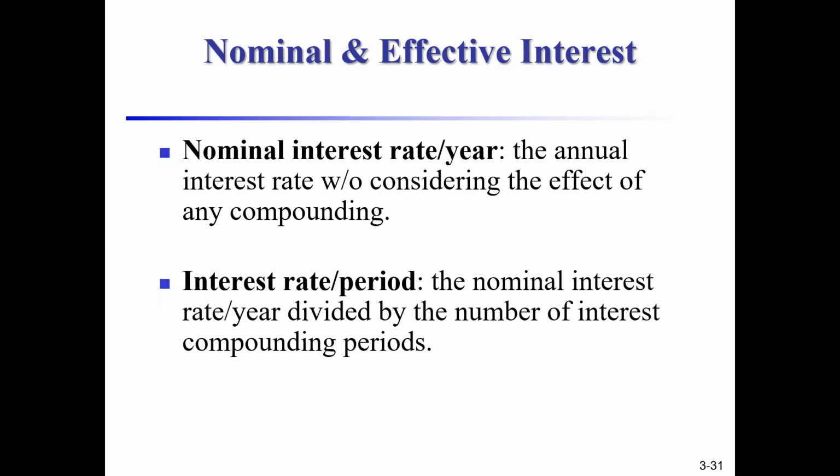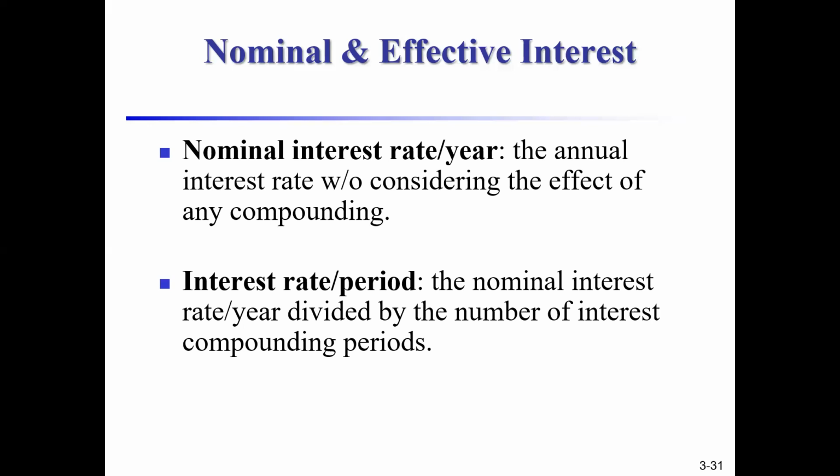This gets important. The annual interest rate without considering the effect of any compounding. So it might say, oh, it's 12% a year. Cool. But if they say it's compounded monthly, well, that's monthly. There's 12 months in a year. So you divide about 12% by 12, which means every month you do a 1% calculation for that money you've borrowed.